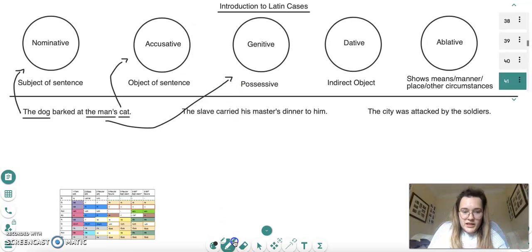So if we have a look at the second sentence again, we've got the slave, which again is the subject of the sentence, the subject of the verb, often the easiest way to look at it. And again, we've got his master's dinner. So his master's, again, we've got that possessive apostrophe in English.